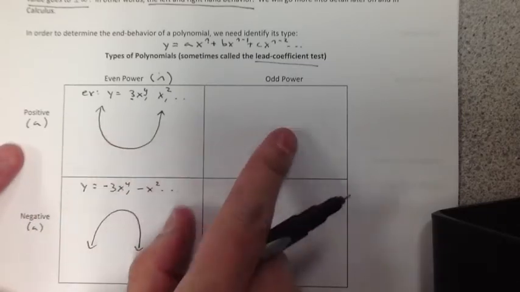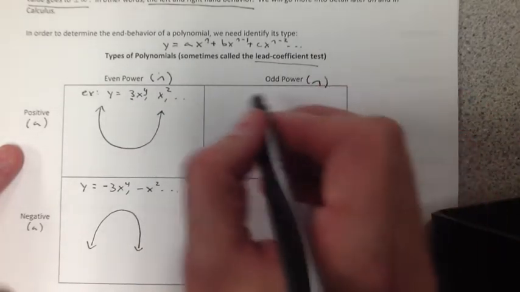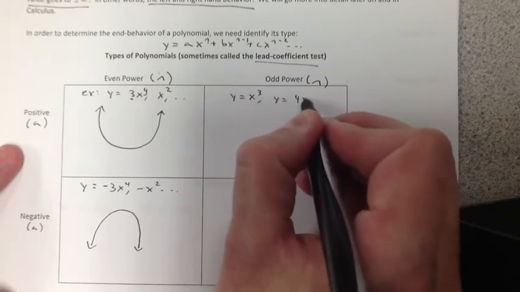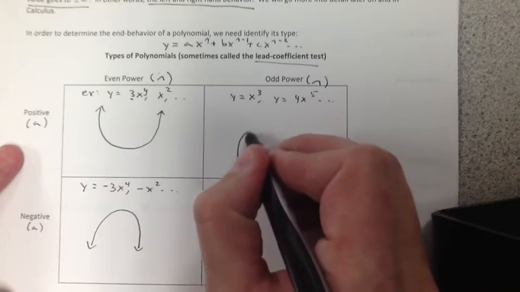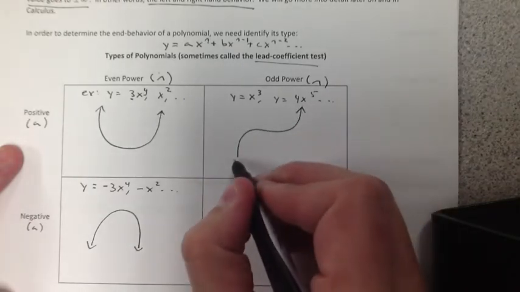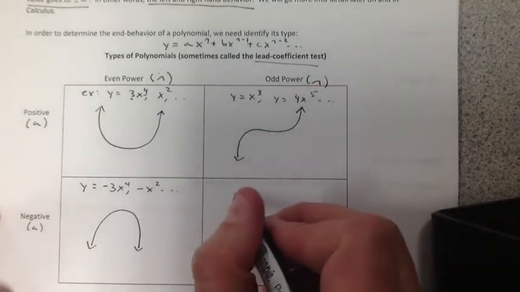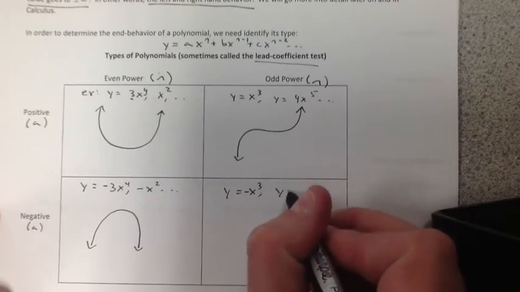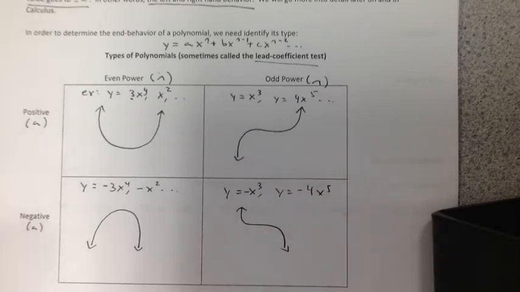Now, if we go to an odd power, so if n is odd, a nice example here, y equals x cubed, y equals 4x to the fifth, and so on and so forth, we get our cubic looking graphs. And if the power is odd and the coefficient is negative, again we get a vertical reflection, like negative x cubed, negative 4x to the fifth. We get opening just like a cubic, but going backwards.